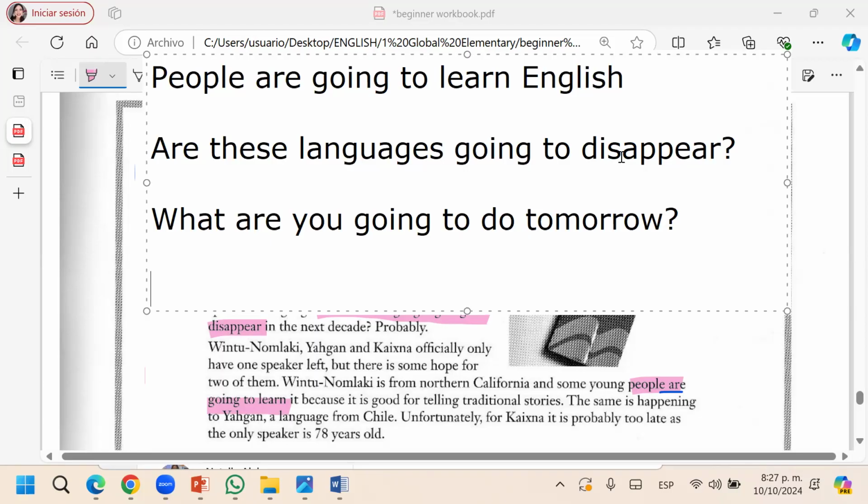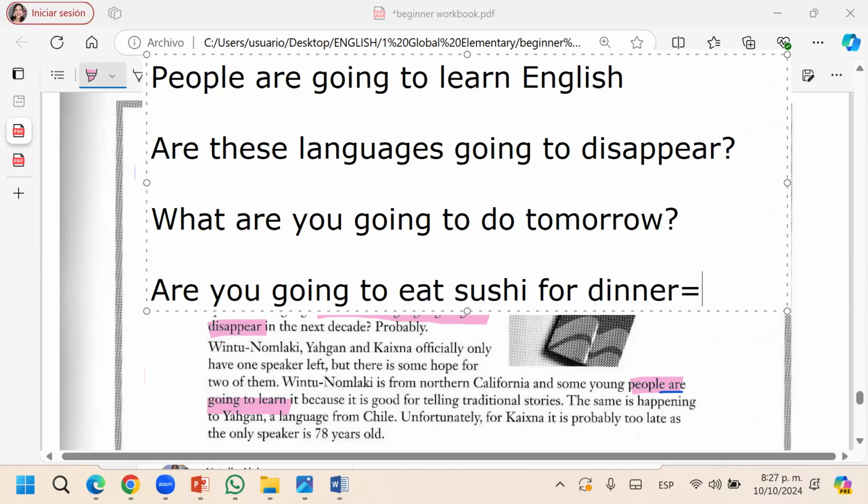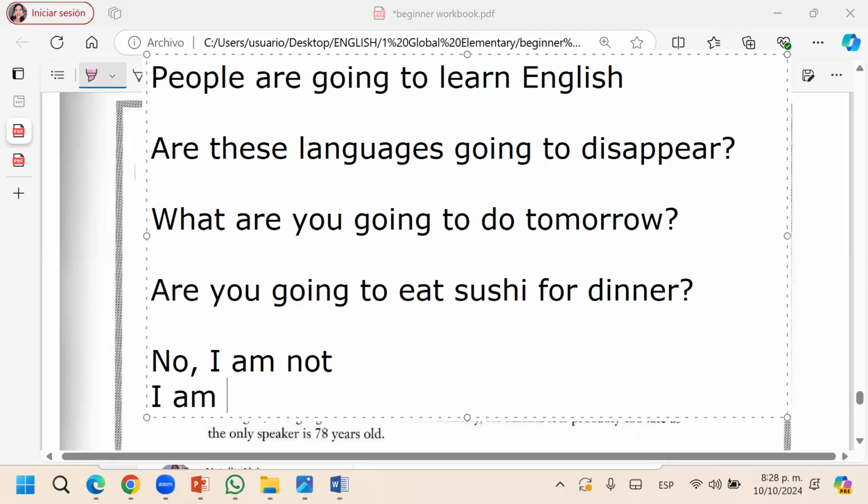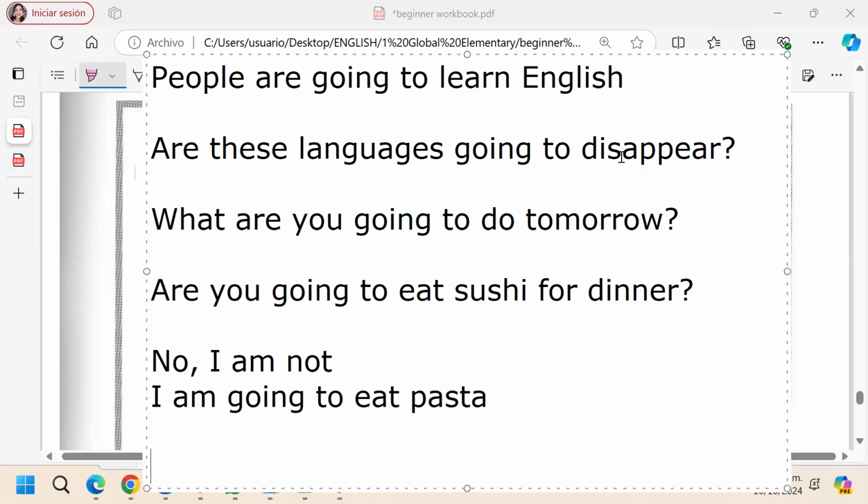If I ask, are you going to eat sushi for dinner today? No, I'm not. I'm going to eat pasta, for example. No, I'm not. ¿Vas a comer sushi? No, I'm not. I'm going to eat pasta.